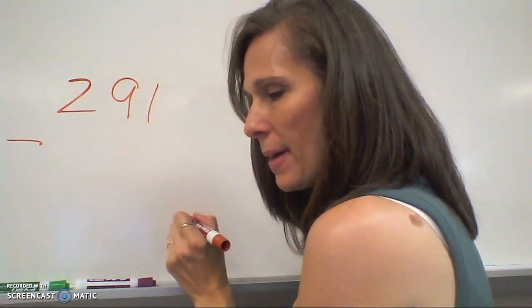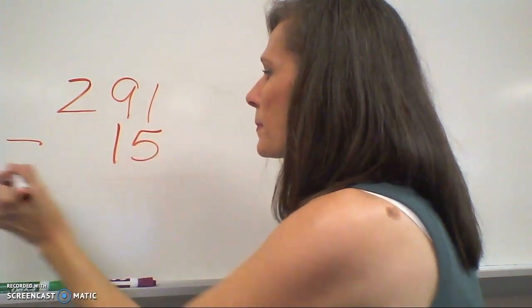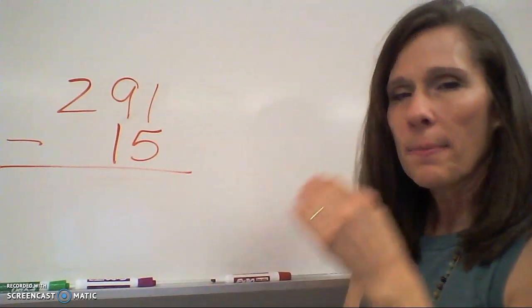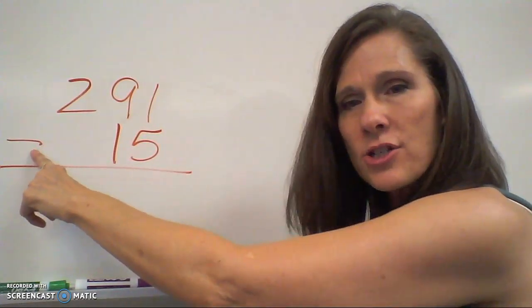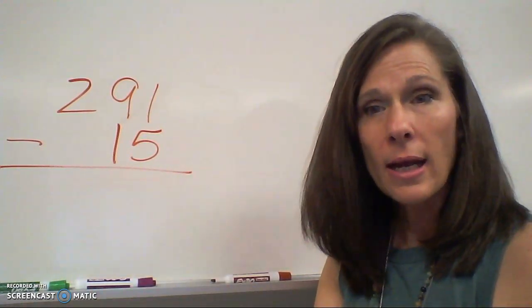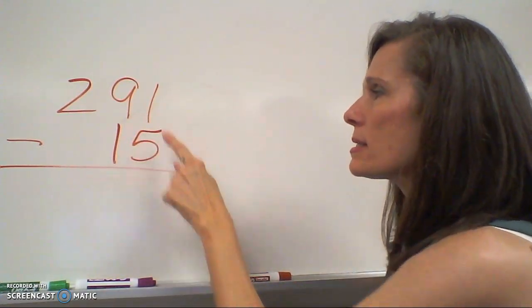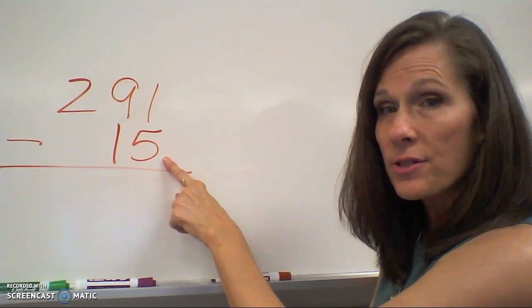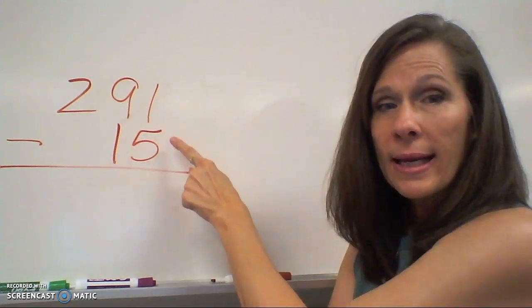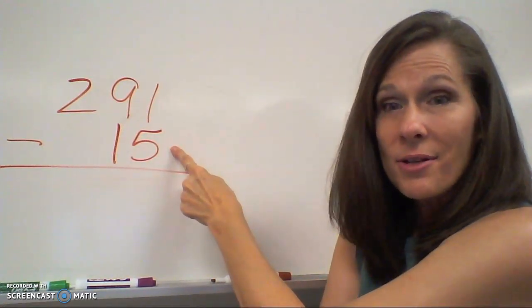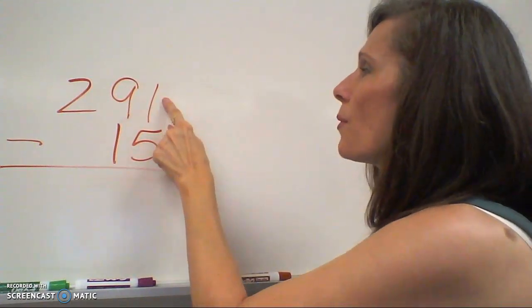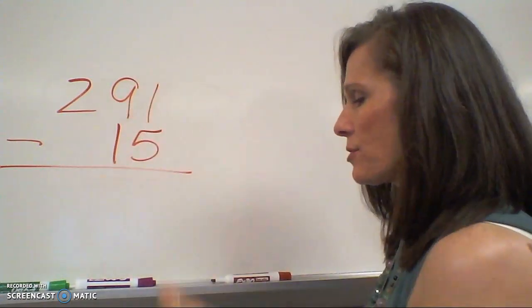291 minus 15. Okay, so I look at my equation. I see it's subtraction. So I have to ask myself, can I do it? I see I've got a 1 here and a 5 here. 1 is smaller than 5, so I can't do it. If I only have 1 apple, I can't give you 5 apples, right? I don't have enough. Okay, so when there's more on the floor, we go next door.